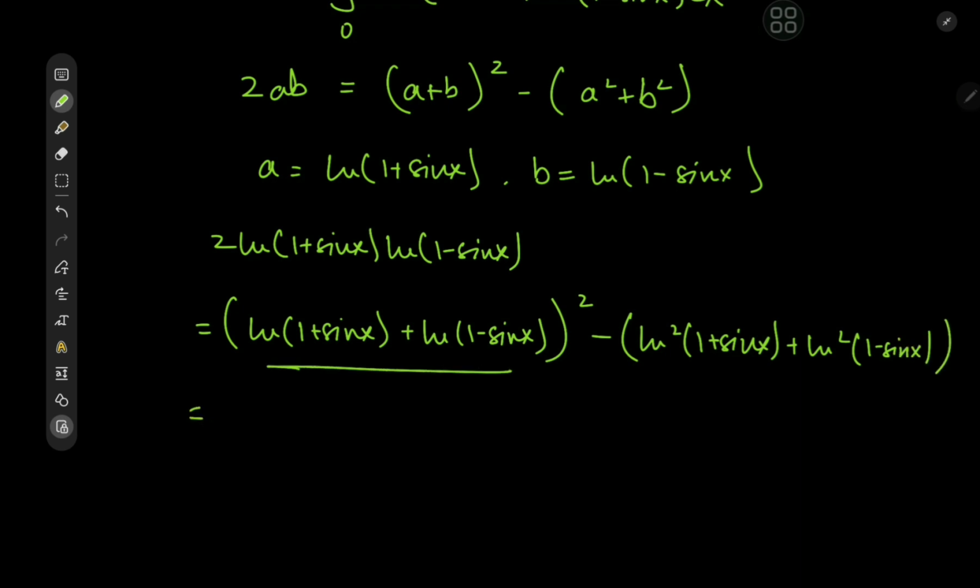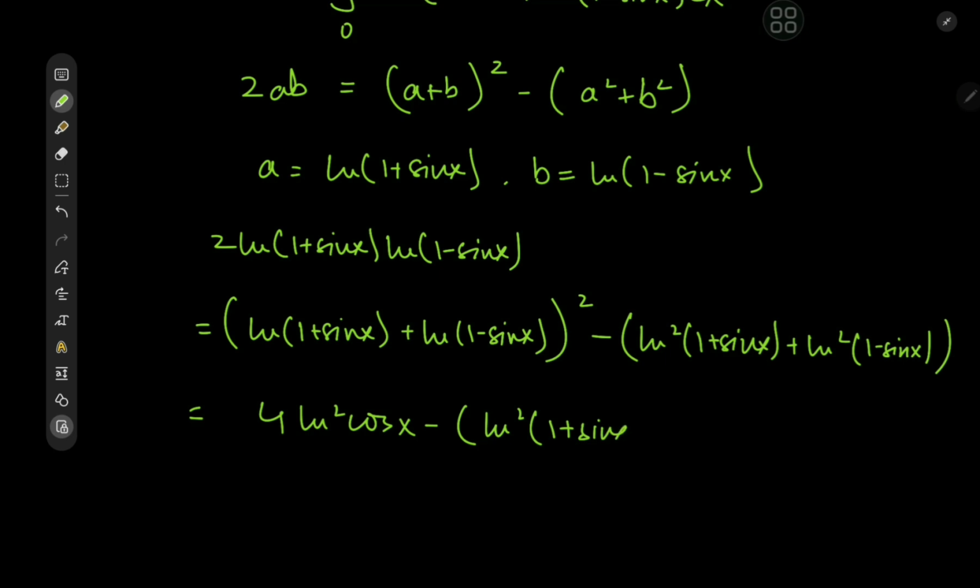Now, again, you have a sum of logs over here, so we can write it as the log of a product. So we have log(1 minus sine square x), because 1 plus sine x times 1 minus sine x is, of course, 1 minus sine square x. And this thing is, of course, equal to cosine square x, and we're squaring this thing. But wait a minute, this could be written as twice the logarithm of cosine x using the properties of the logarithm, and taking the square gives us 4 times log square cosine x, and we have minus log square (1 plus sine x) minus log square (1 minus sine x).